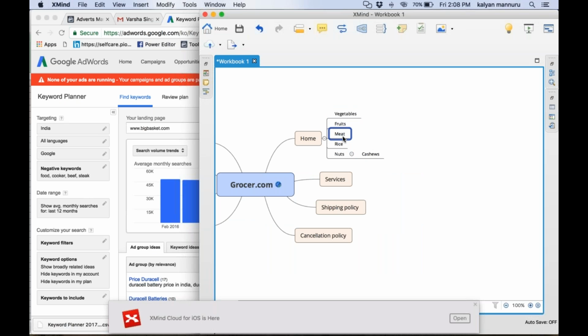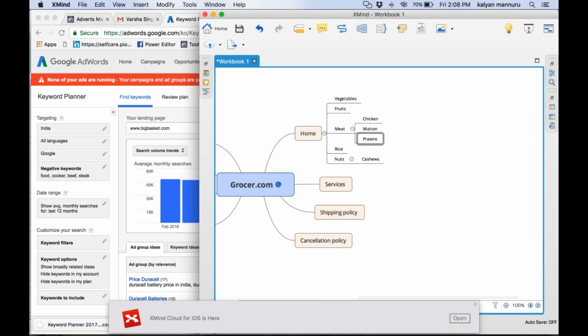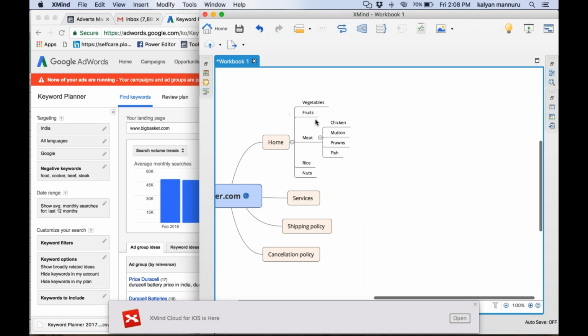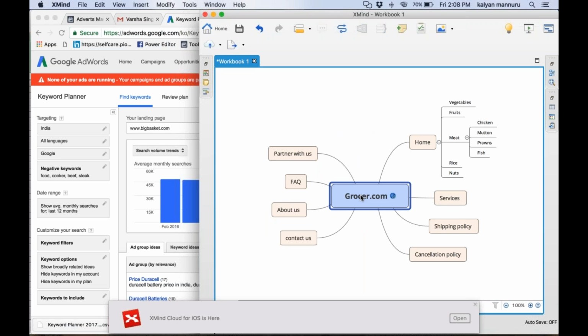Now if you try to understand for meat, what would be the subcategory? I'm just trying to tell you a basic example. For meat, what should be the subcategory? Meat subcategory can be chicken, mutton, prawns, and fish, and more if you are really providing that kind of product line on your website. So for me, right now the objective here is to write those meta tags.